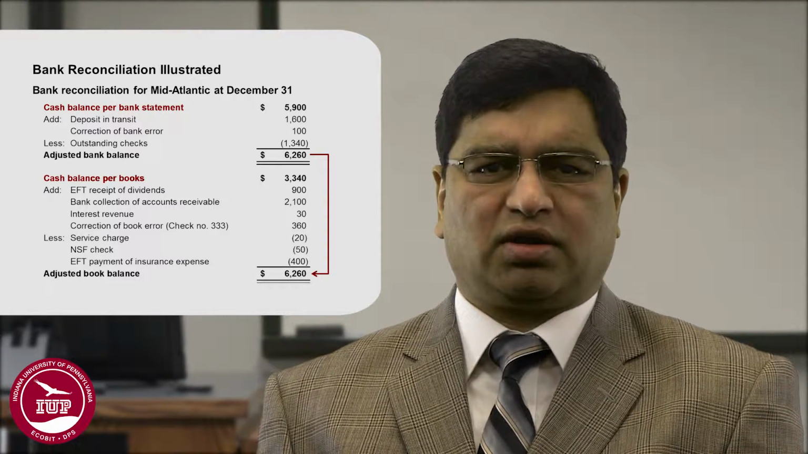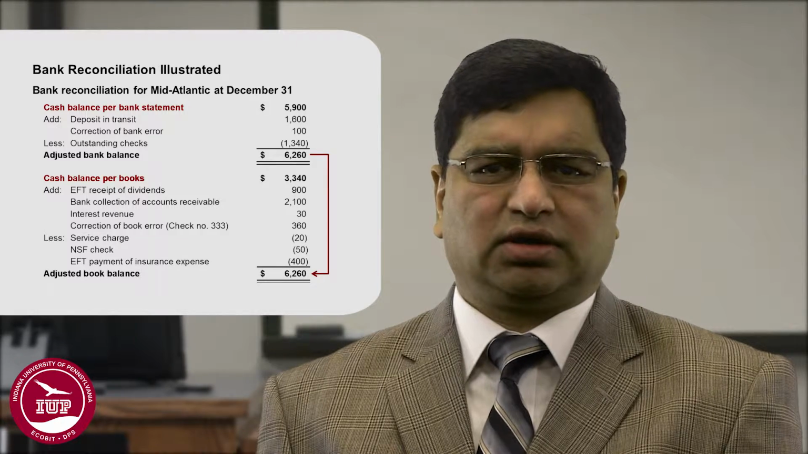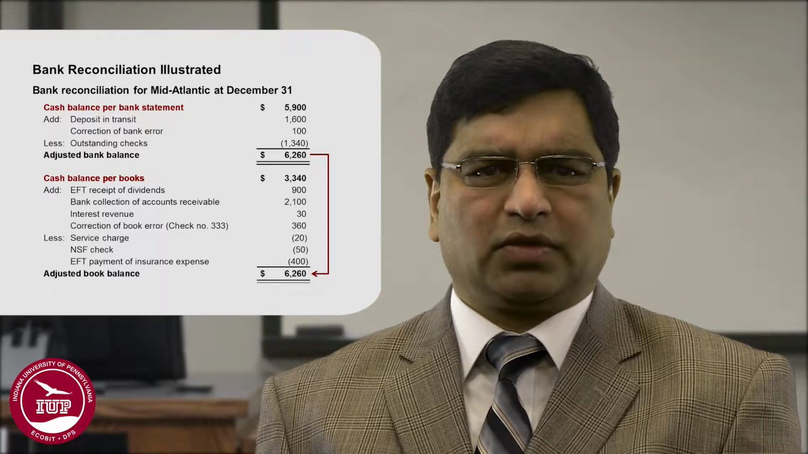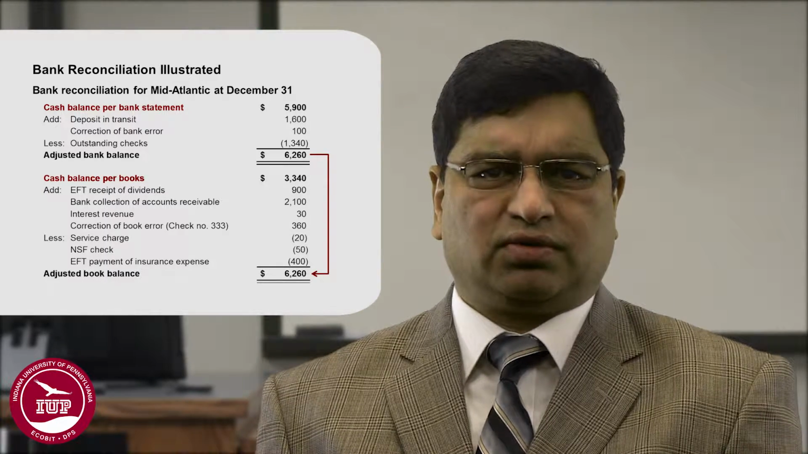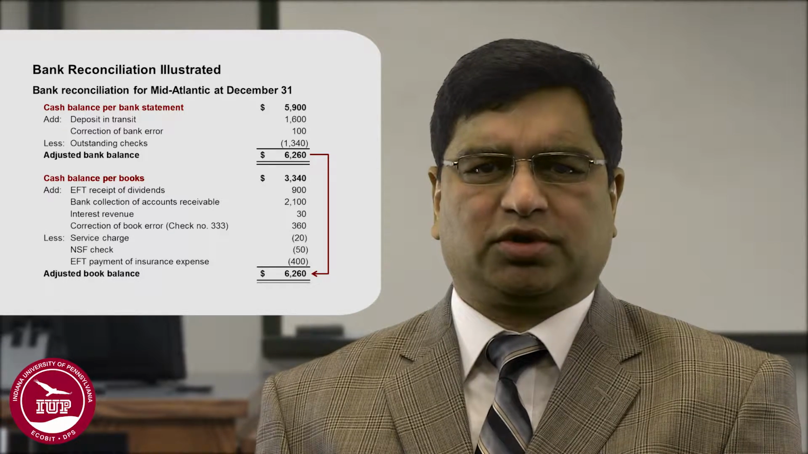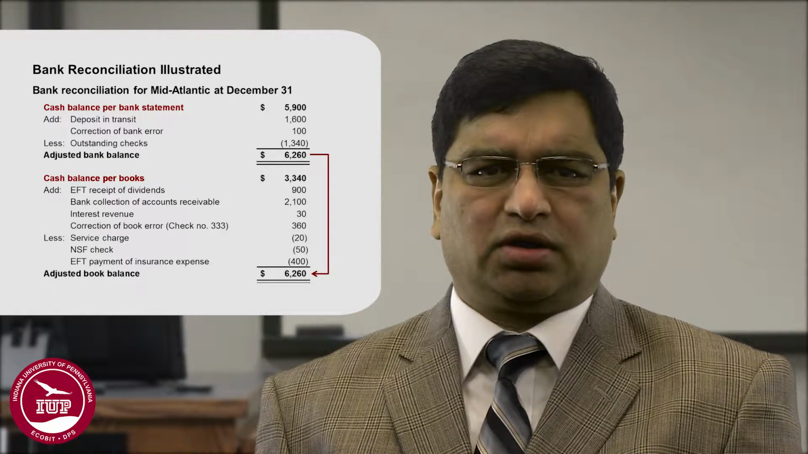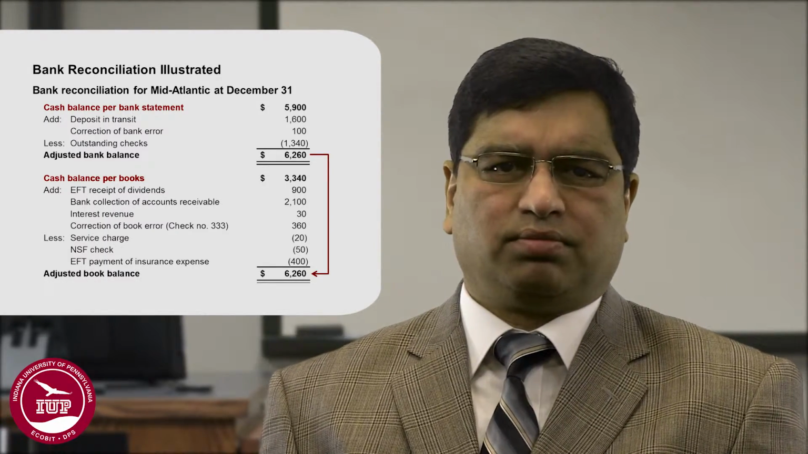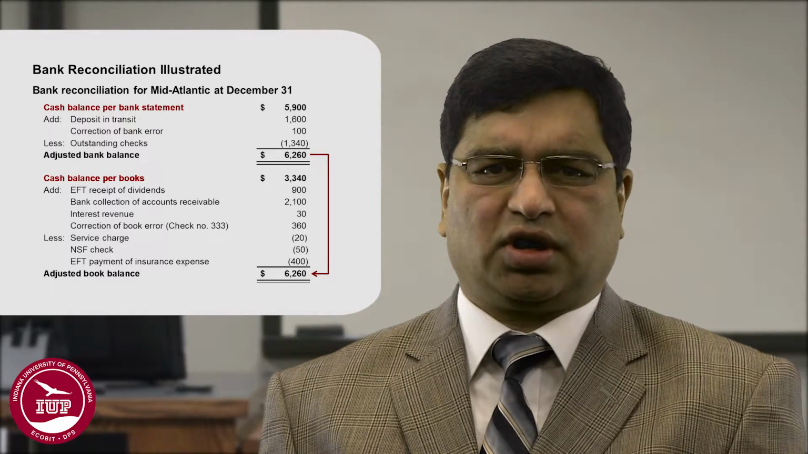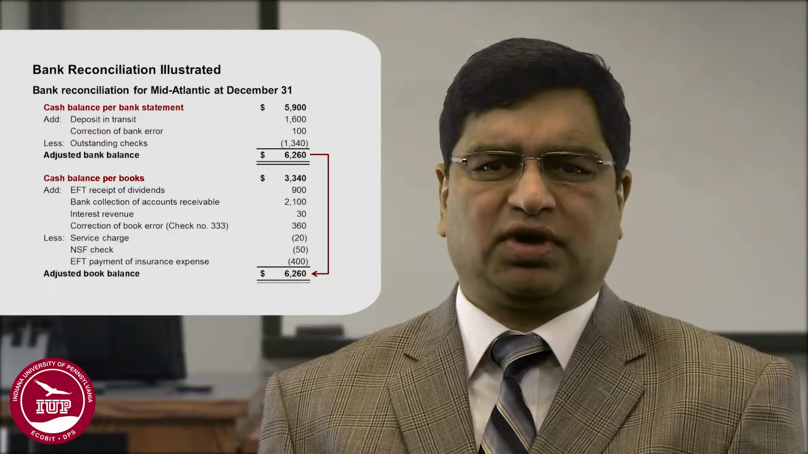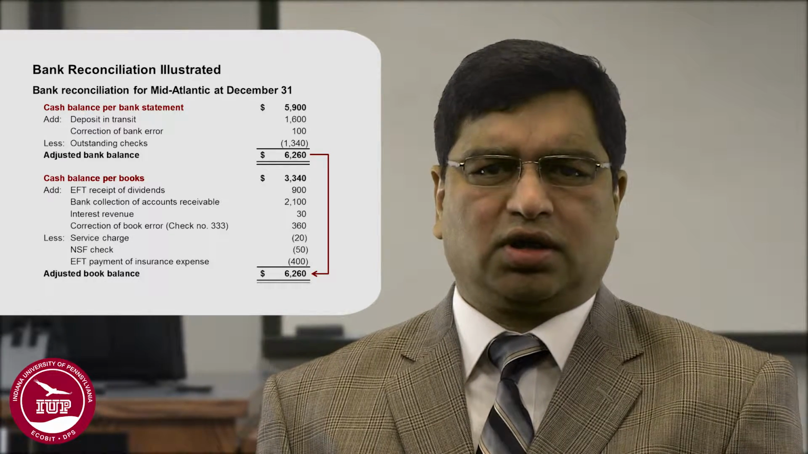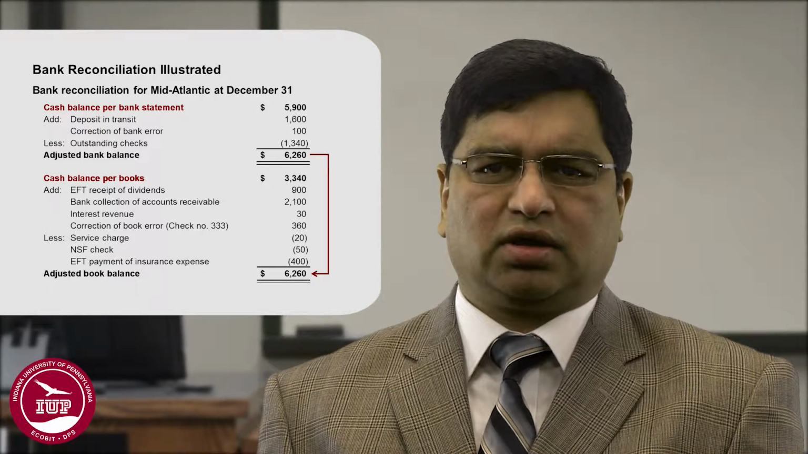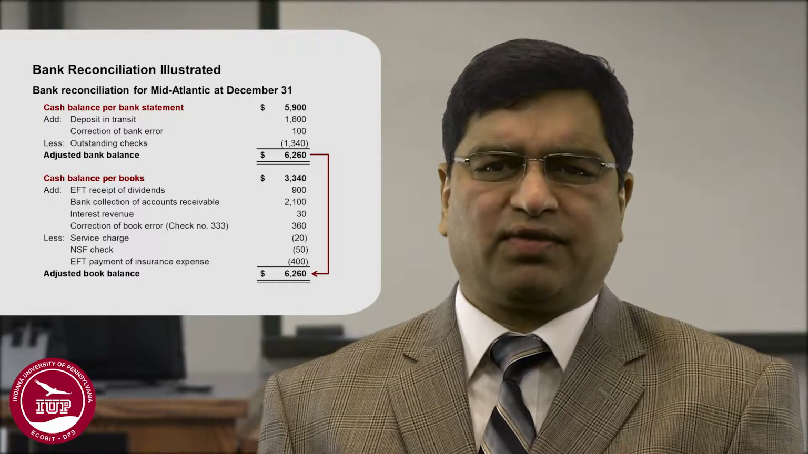Similarly, there's a correction of book error of check number 333. Now this was item number 7. There's a book error. You recorded check number 333 for $510, but what was paid was only $150. So you deducted an additional $360 from your account. So you need to correct that balance of $360, and you can correct it by adding it to the cash book, so that $360 is now accounted for.